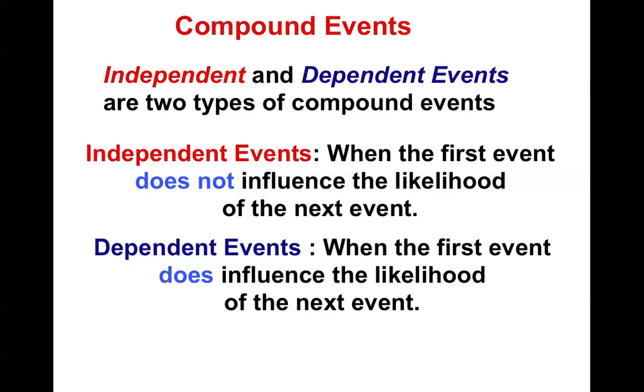The example we used for independent events was grades. If one student gets an A on a test, it does not influence the likelihood that another student can get an A. One person's A does not take away from another person's A. Whereas with dependent events, the first event does influence the likelihood of the next event. An example is if there were 5 prizes for people to get. If one person gets a prize, then that does take away from the ability for another person to get a prize.